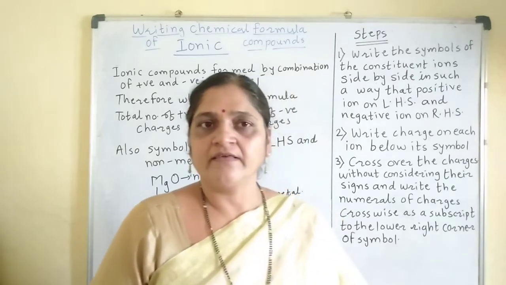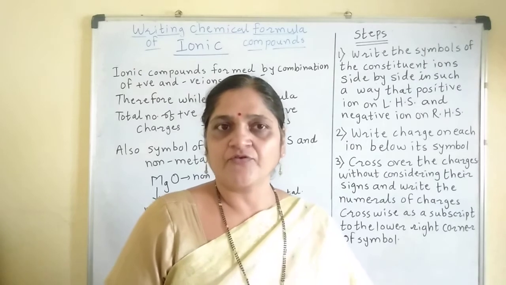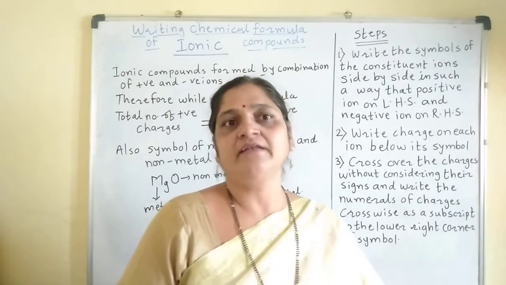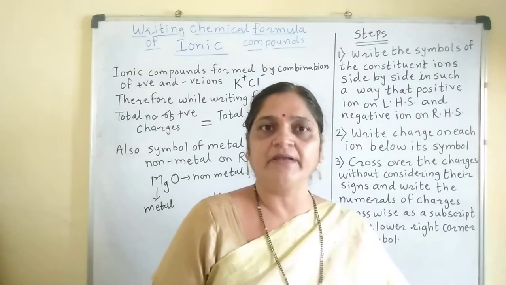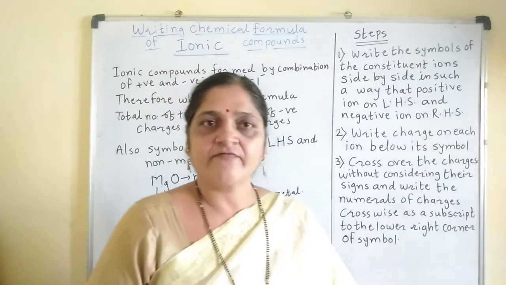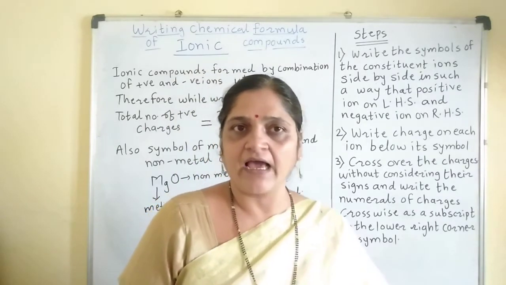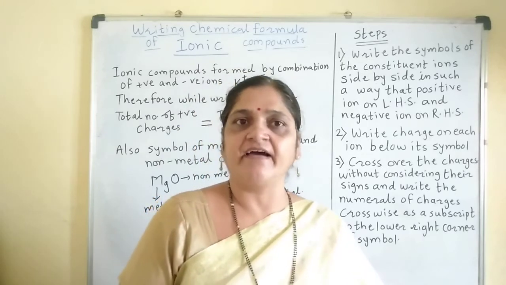While chlorine is an atom which has a tendency to gain electrons. Chlorine is a non-metal element. It will gain one electron and achieve the octet configuration, and as one electron is added, it will have one negative charge. So it will form a negatively charged ion.